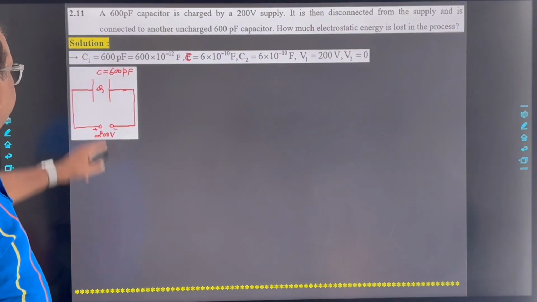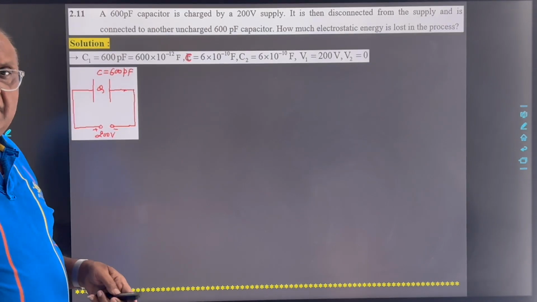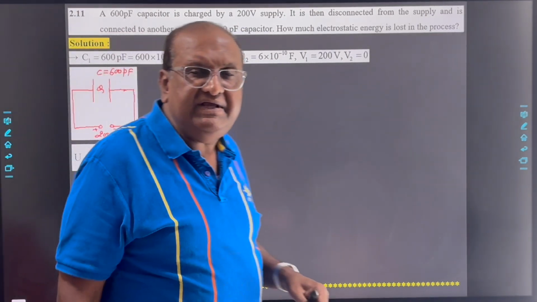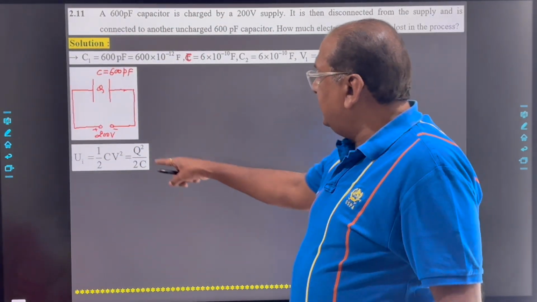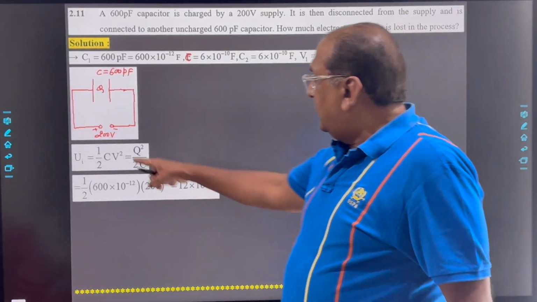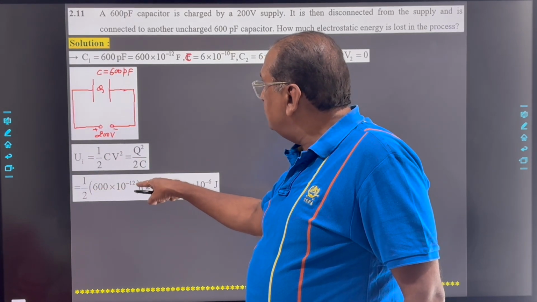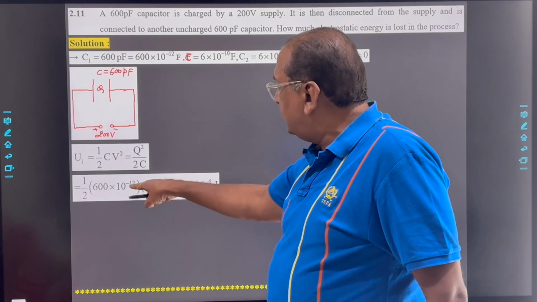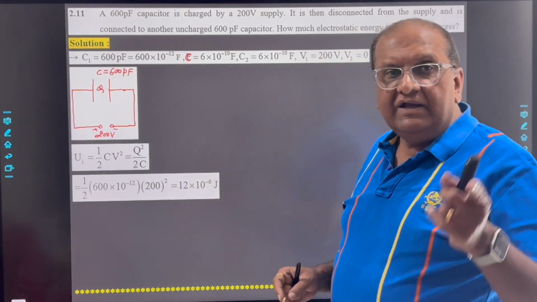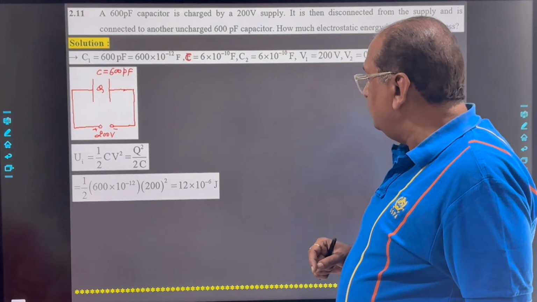Now in the first case, when the 200 volt supply is connected with the capacitor, the energy stored in it is given by half CV square, or you can write that as Q square by 2C. Okay. Now half CV square, so half C, that is 600 into 10 raised to minus 12, or you can write 6 into 10 raised to minus 10 also. V square, that is 200 square. If you solve it, you will get 12 into 10 raised to minus 6 joule.